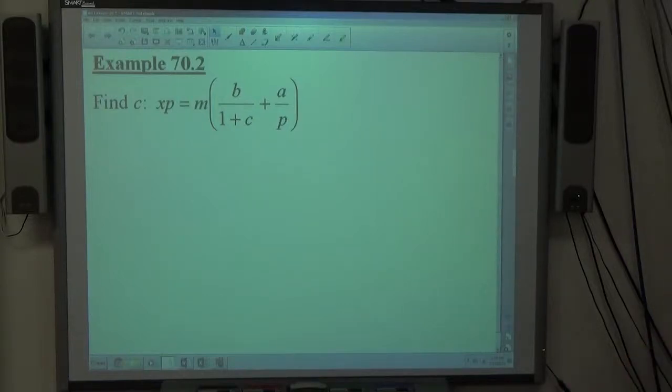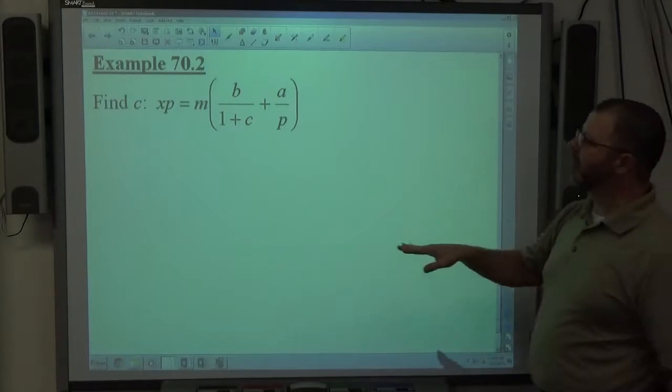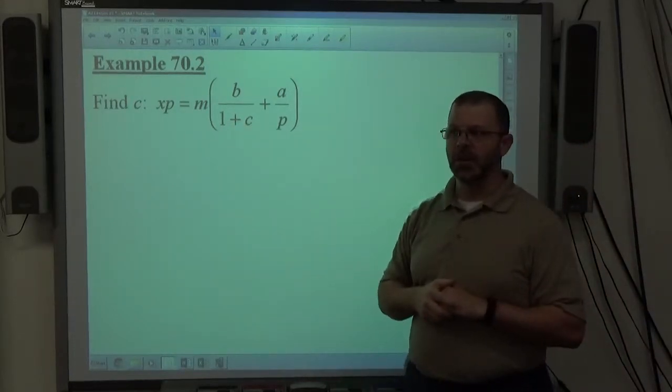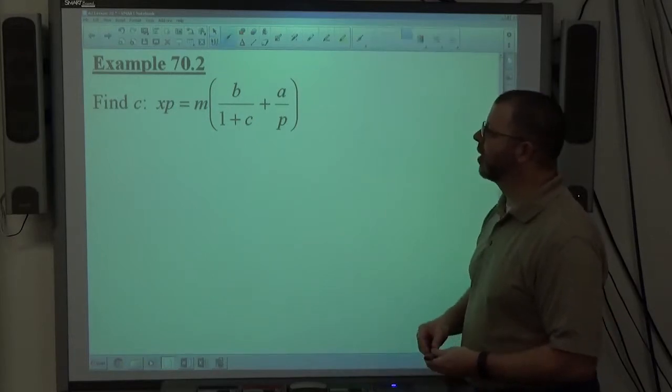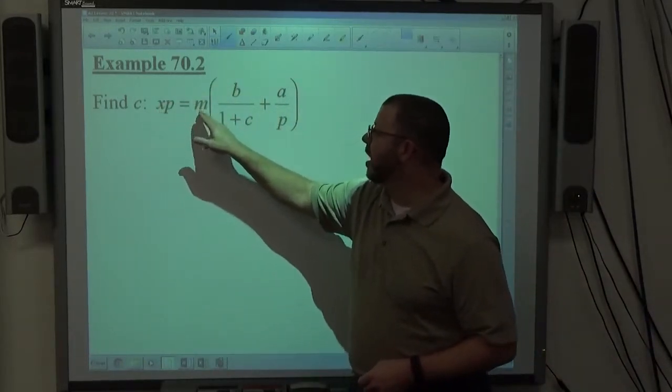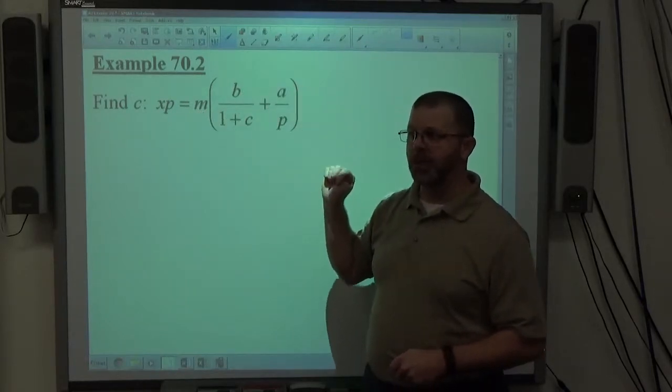Example 2. This is a slightly more difficult problem this time. What makes this more difficult is a binomial in the denominator. So when we're getting rid of fractions, we're going to get more terms. But the same basic idea is going on here. This is exactly the same structure. We have a non-fraction equals a non-fraction times a couple fractions in parentheses, right?